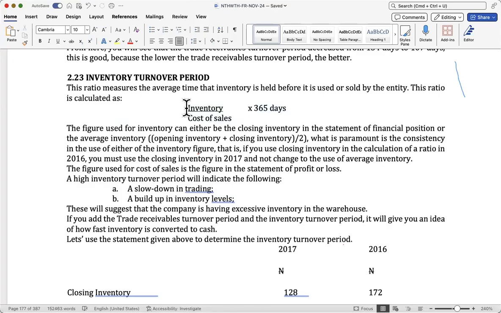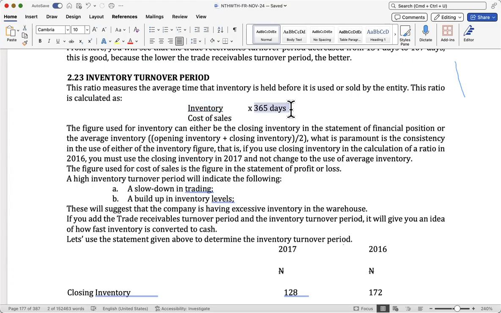Again, for this inventory, use closing inventory. Of course, you could use average if you want, but it's just easy and straightforward for you to use closing because you still get your full mark. You will never go wrong with using closing inventory. Straightforward and simple. So your closing inventory over cost of sales multiplied by 365 will give you the number of days. If you multiply it by 12 months, that will give you the number of months. But it's common that we use number of days.